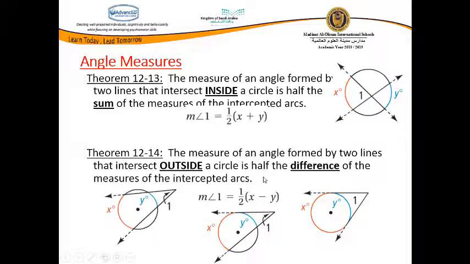Then we have two theorems about the intersection of two lines. The first theorem: the angle formed by two lines intersecting inside this circle equals half the sum of the two intercepted arcs, like angle 1 here, equal to half the sum of arc X plus arc Y. But if the intersection is outside this circle, then the angle formed by the intersection of the two lines equals half the difference of the intercepted arcs. That means angle 1 here equals half the difference of the two arcs, arc X and arc Y.